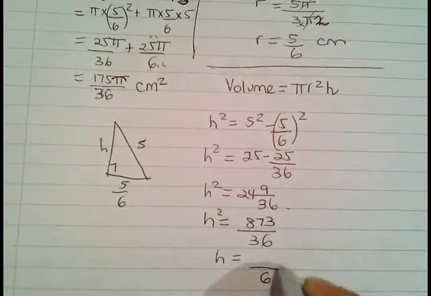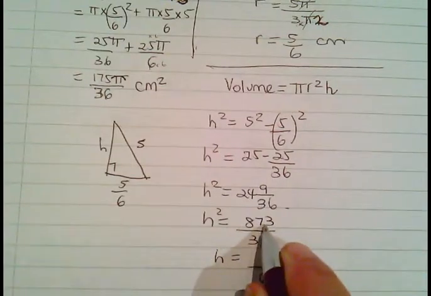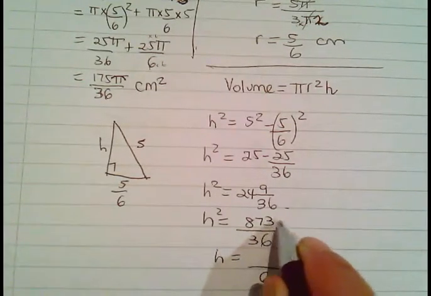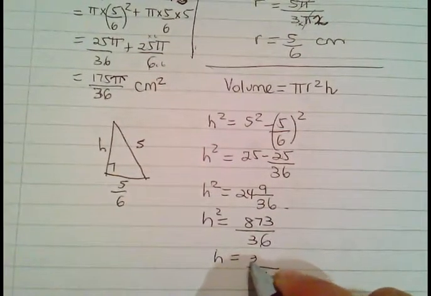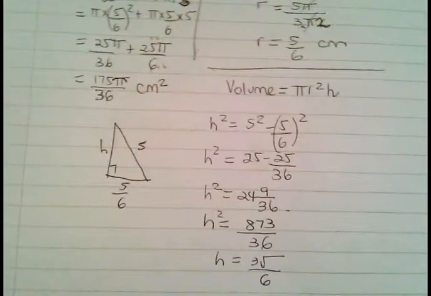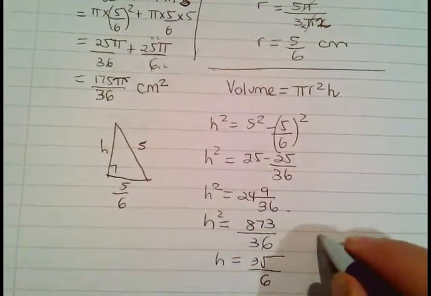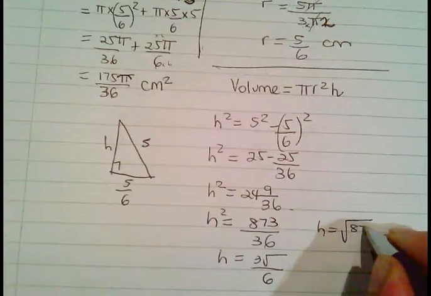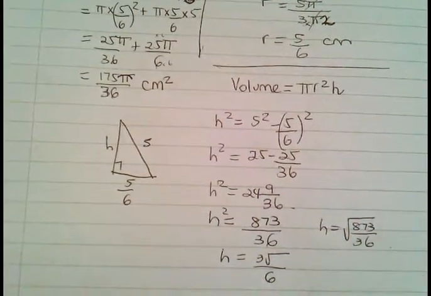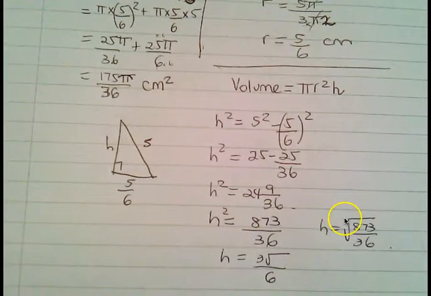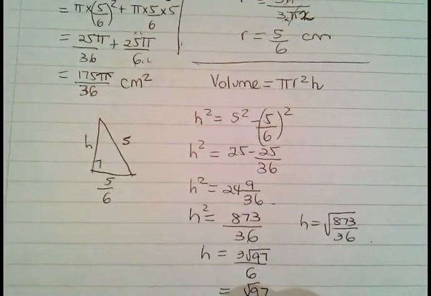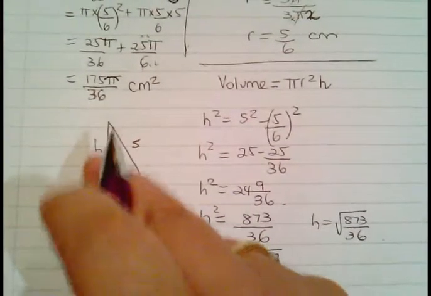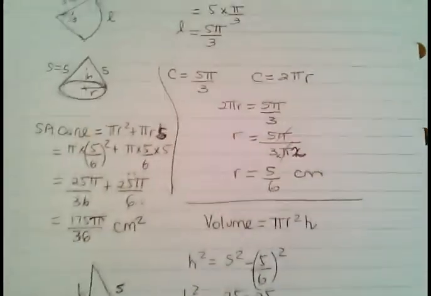Now the square root of 36 is 6. The 873 is divisible by 3, and it's actually divisible by 9. So to simplify, h is the square root of 873 over 36. The square root of 873 can be simplified as 3 root 97. So 3 root 97 over 6, which is root 97 over 2. That's h, the perpendicular height of the cone.